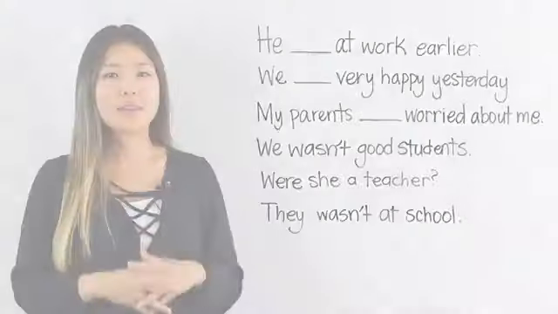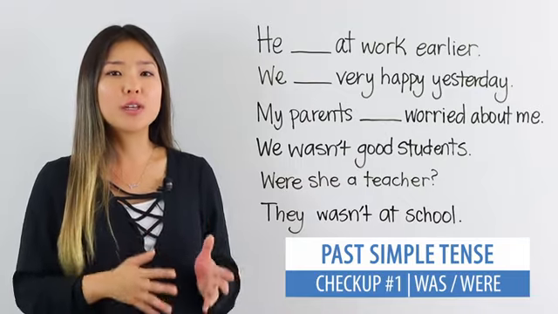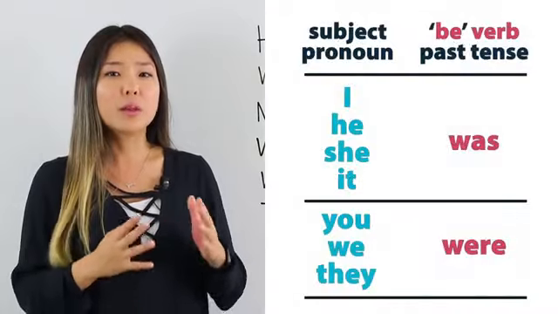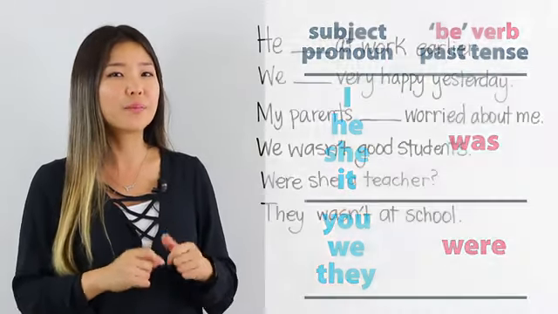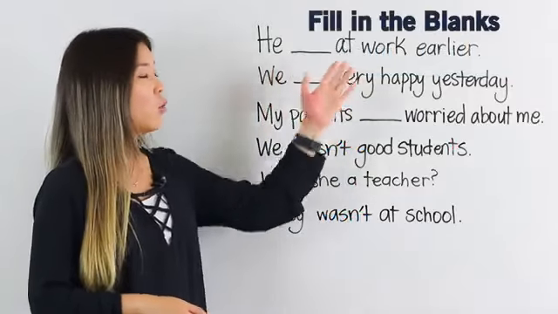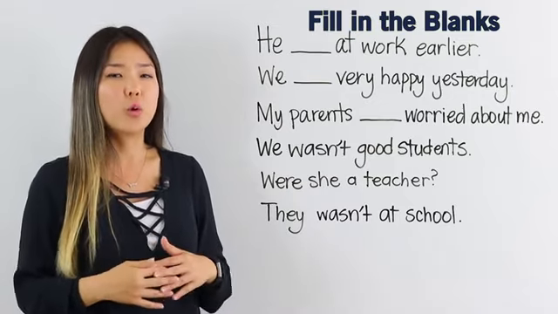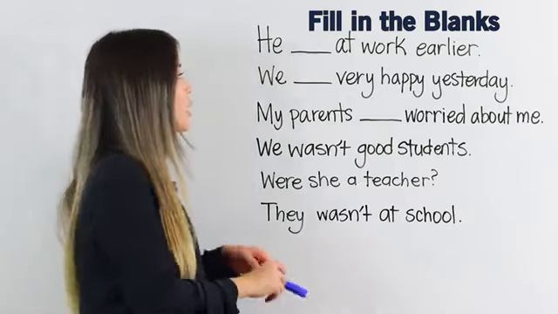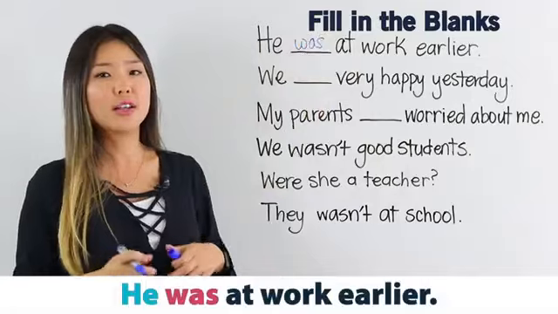Let's move on. In this first checkup, we'll take a look at practice questions using the be verb in the past simple tense. Remember, the be verbs in the past simple tense are was or were. Let's take a look at the first sentence. He blank at work earlier. The subject here is he. So, do we use was or were? The correct answer is was. He was at work earlier.